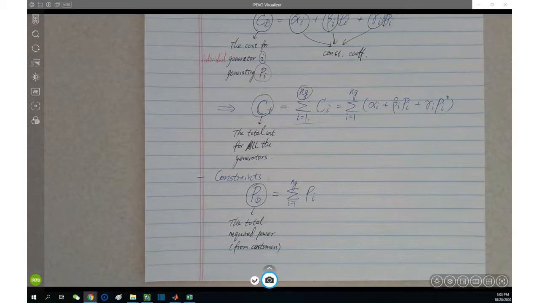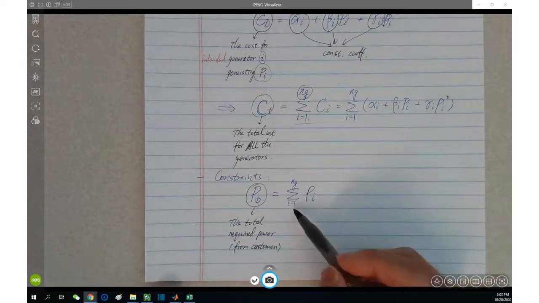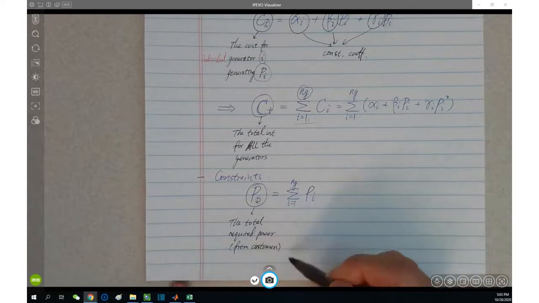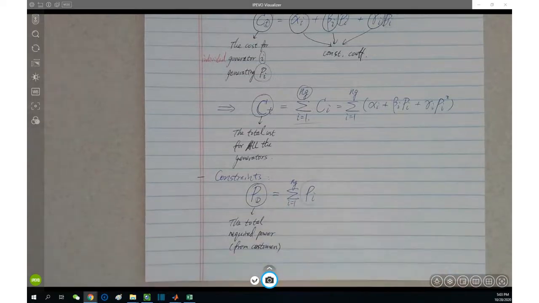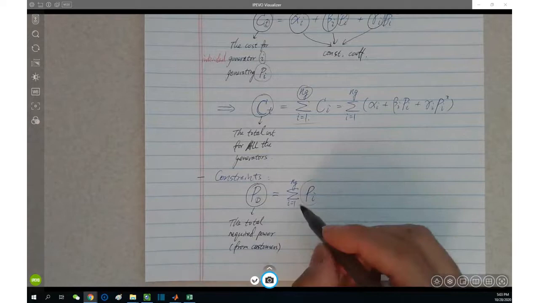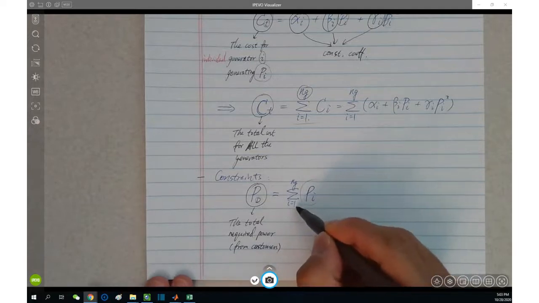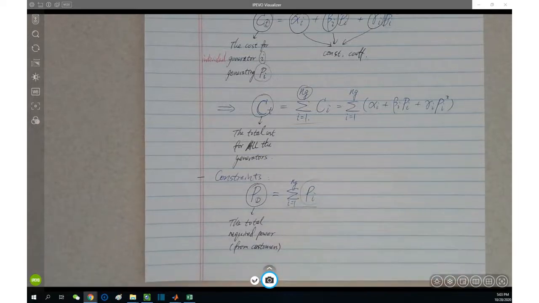So this is the constraint. This is the most significant constraint. Does it make sense? And what you do is just somehow assign this total number to different what? Generator. That's why it equals the summation of each generator power.